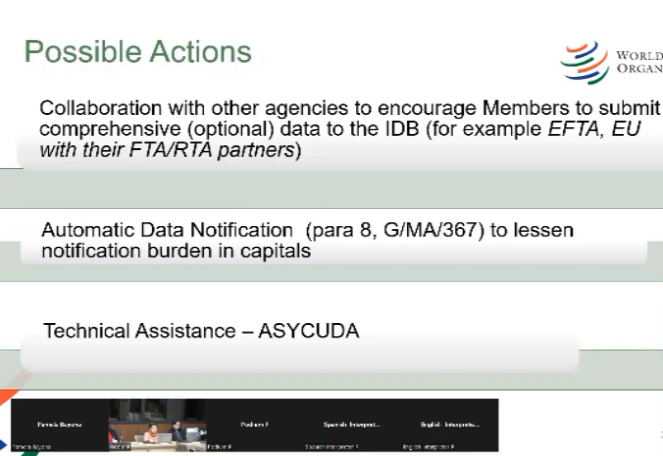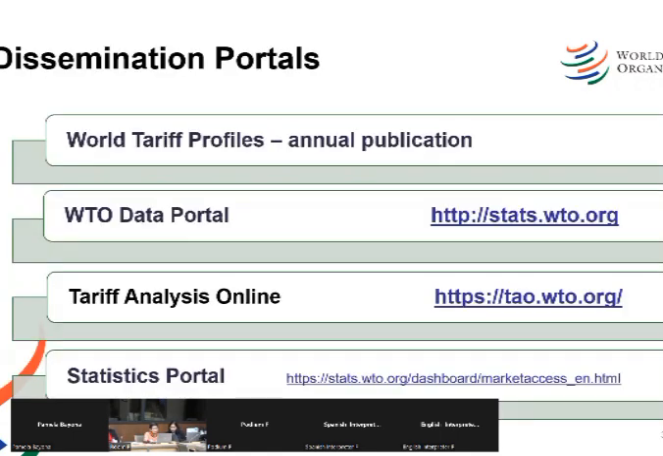So we encourage members to submit comprehensive optional data to the IDB, as well as encourage other members to do the same, especially with their FTA, RTA partners. The automatic data notification is a very efficient way to lessen the notification burden in capitals. And if you are a user of Asikuda World in your system, then we can offer technical assistance for you to have this automatic data notification agreement with the WTO.